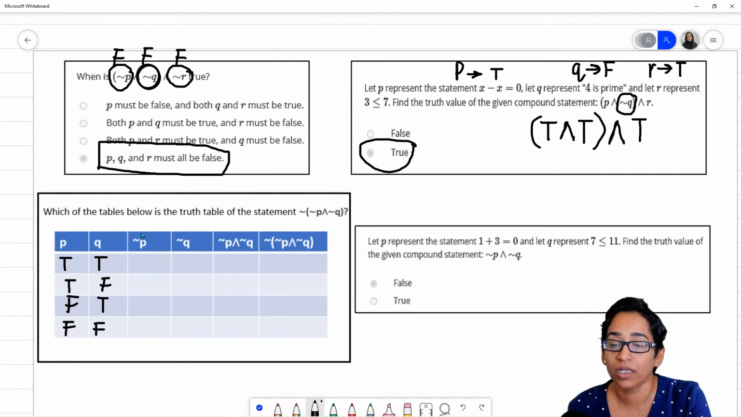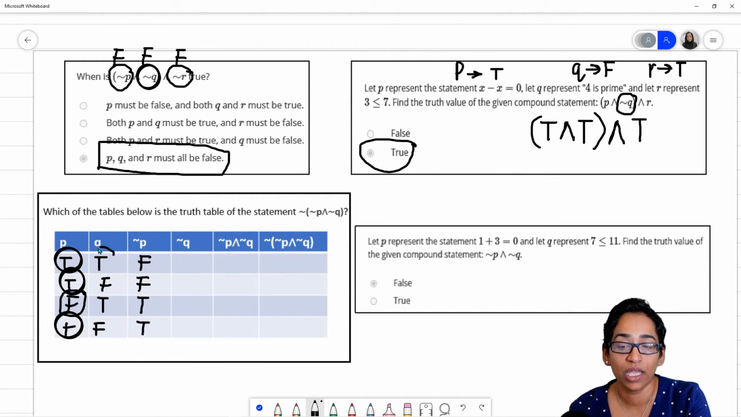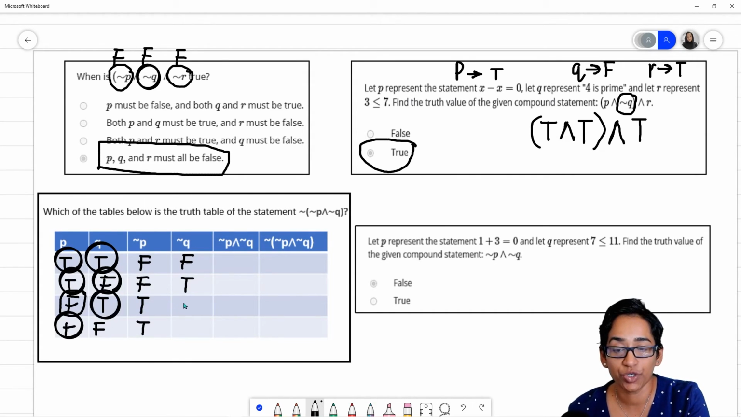Excuse me. So negation of P is false, right? Negation of true is false. Negation of false is true. Negation of false is true. Right? Now let's look at Q. Negation of true is false. Negation of false is true. Negation of true is false. Negation of false is true.